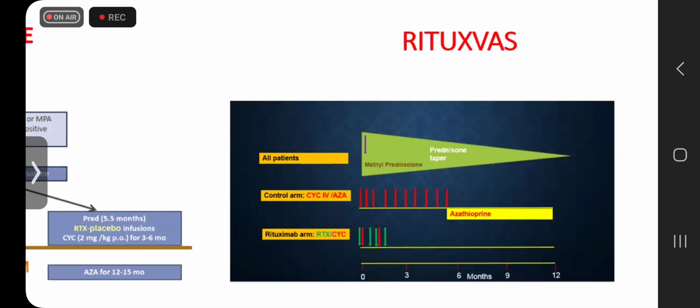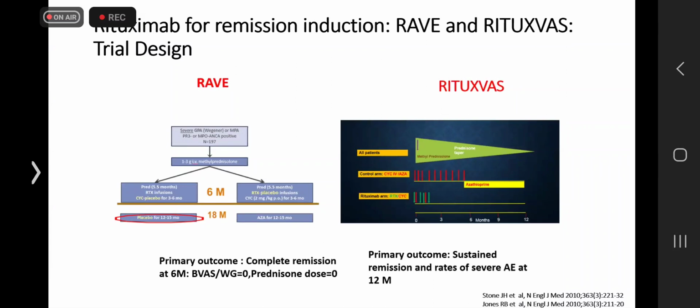So there are important trial differences that I do want you to know between the two trials. The RAVE trial excluded patients with a serum creatinine greater than 4 milligram per deciliter. RITUXVAS allowed patients who were even dialysis dependent on entry. In the RAVE trial, the rituximab arm did not get any cyclophosphamide. In RITUXVAS, the rituximab arm got 2 doses of cyclophosphamide. And in the RAVE trial, prednisone was stopped at month 5, whereas in RITUXVAS, they were continued on 5 milligram of prednisone until month 12.